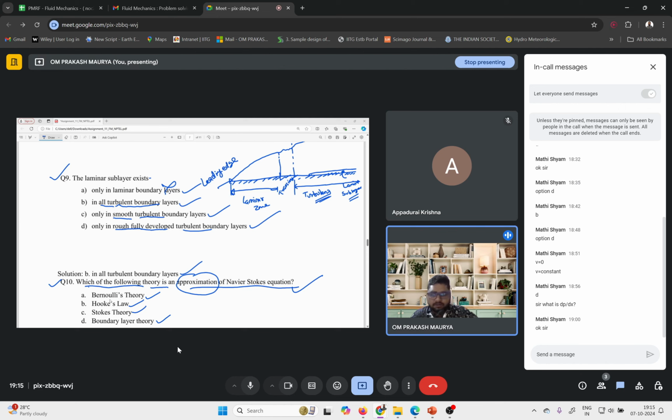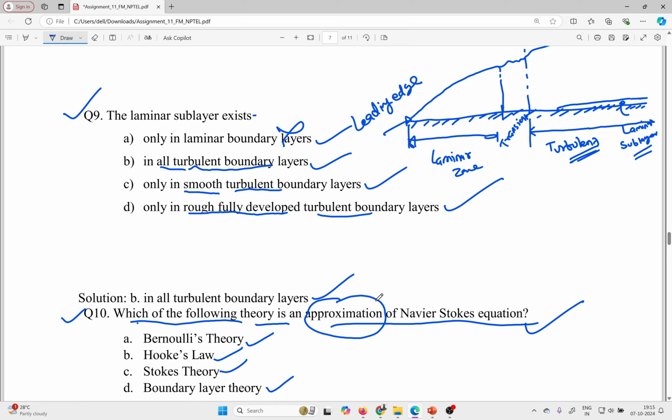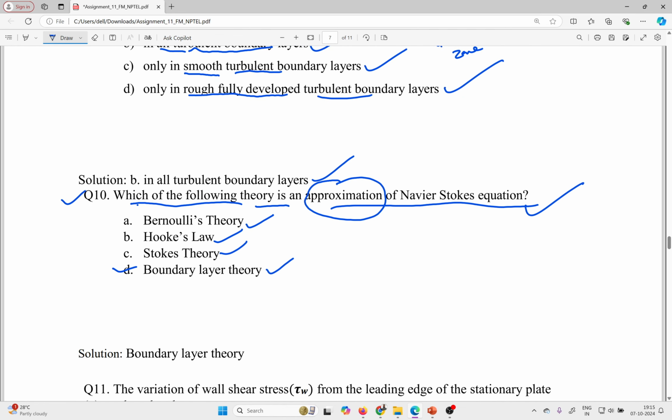So we will not take much time in this question. Question number 10: the answer is, we have already discussed, the approximation of the Navier-Stokes equation is your boundary layer theory. Next we'll move on to question number 11.